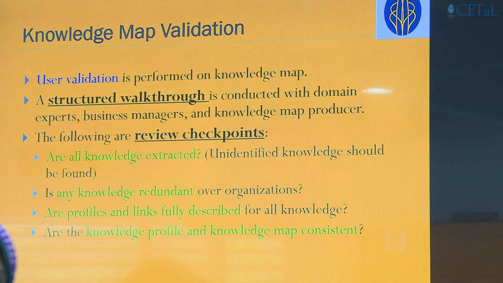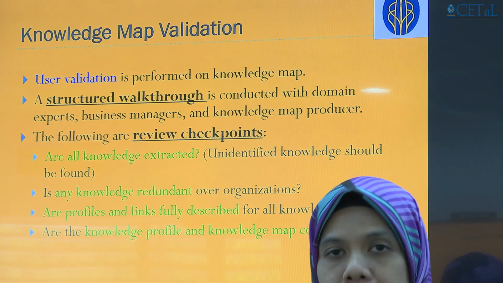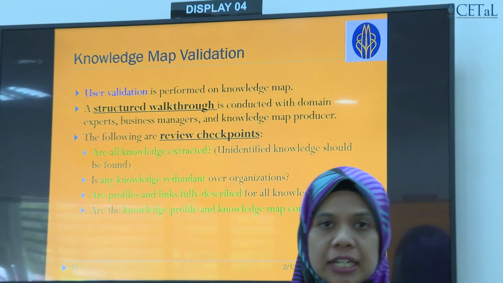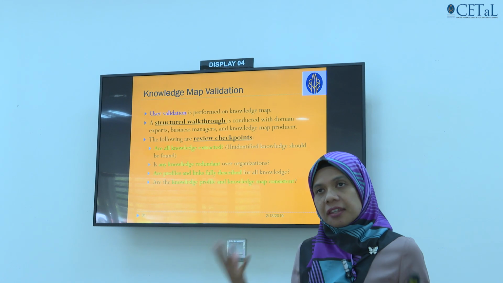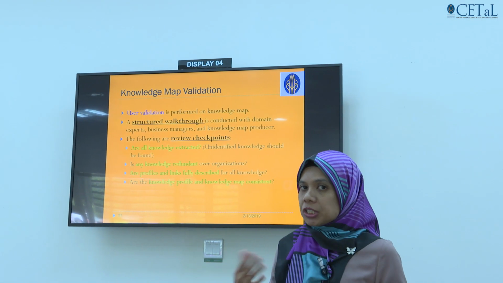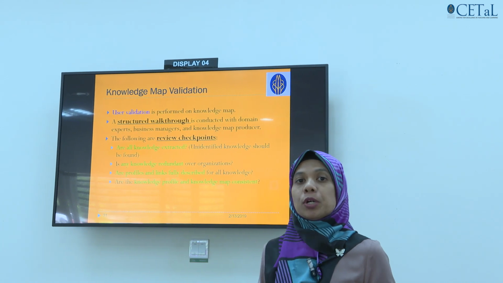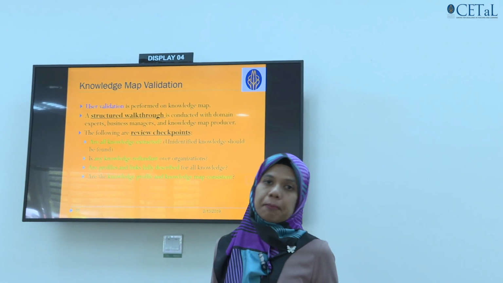So that's how the 6 steps where you can develop your process-based knowledge map. But as I said, there are many other techniques, as well as there are many other knowledge mapping techniques that you can learn, which is, for example, social network-based map, competency map, and concept mapping.